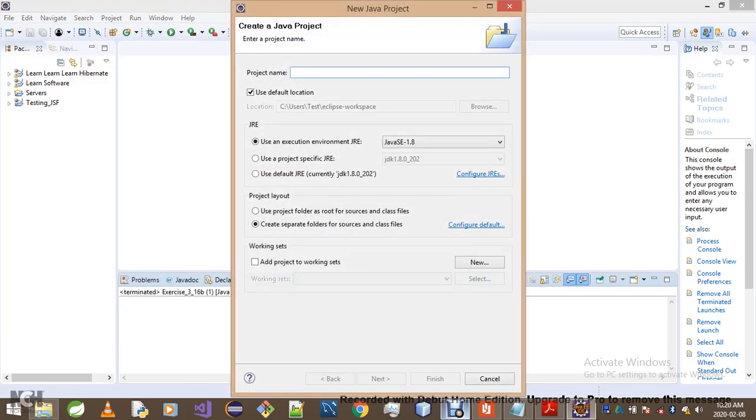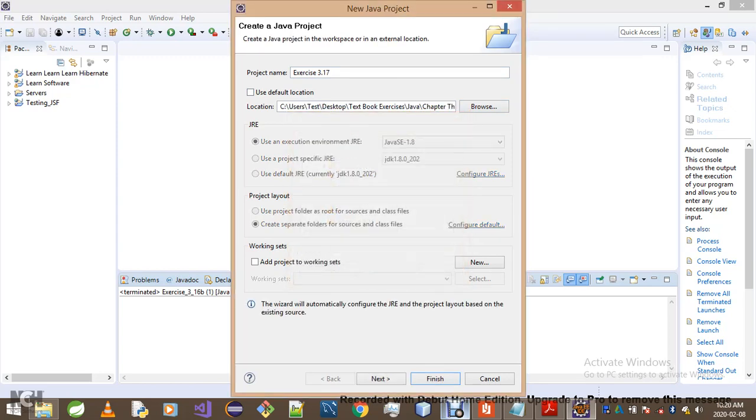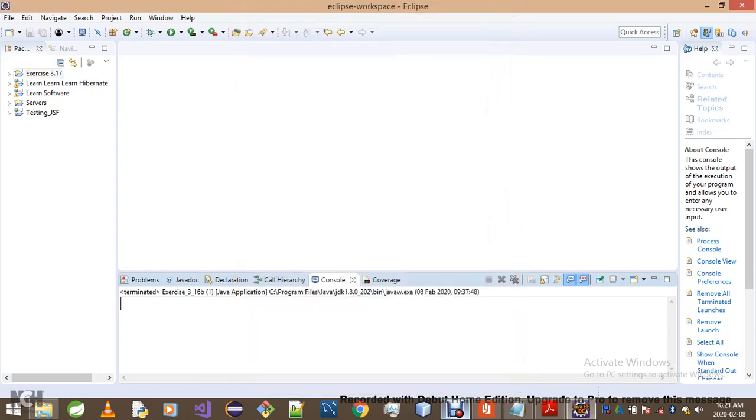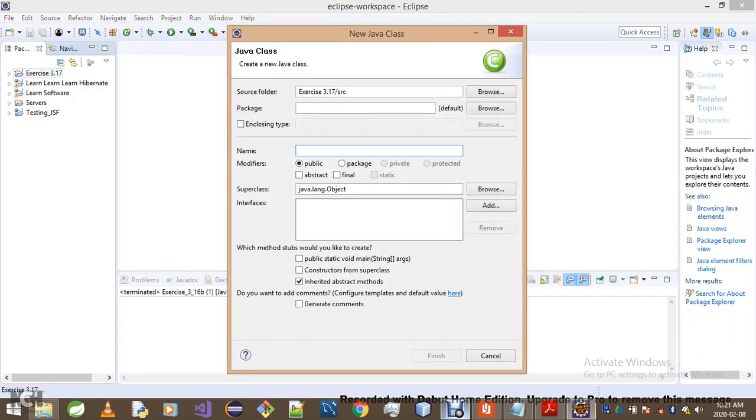So as always, let's create a project. We'll call it 3.17, and then we simply pick a location. This is our location right here. We hit finish. Of course, the next thing to do is to create a class, and we'll name our class Exercise_3_17_A, because this is from student A's perspective.